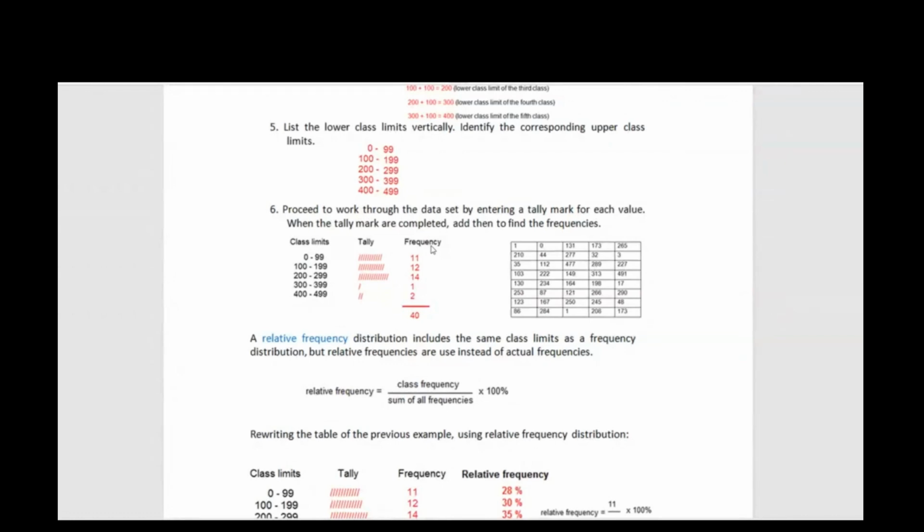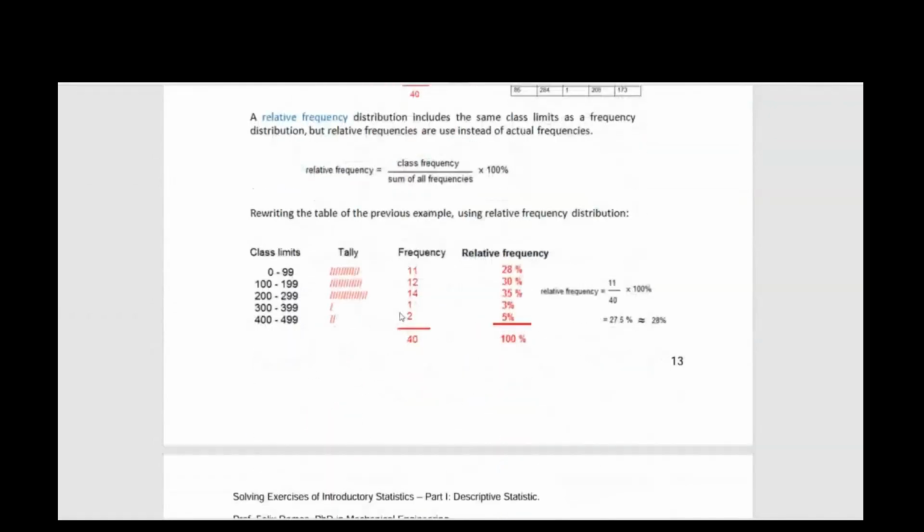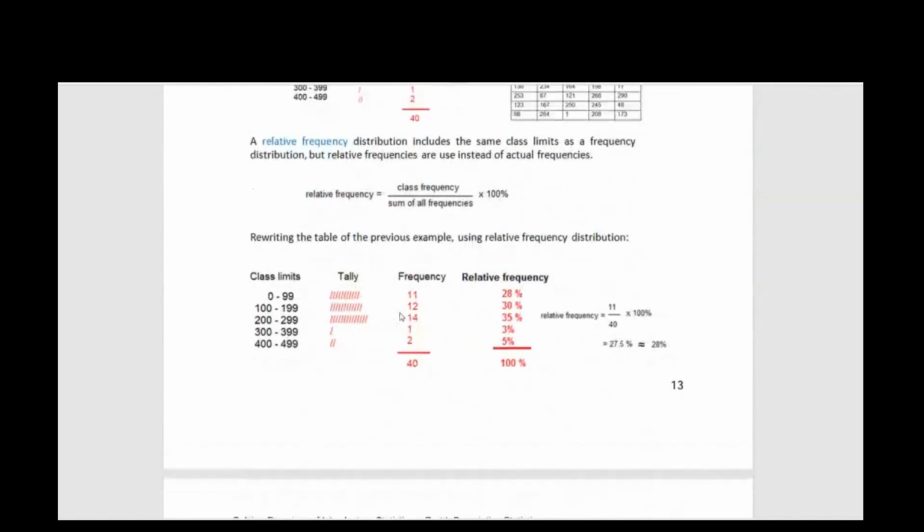Now, in the table, you can just calculate the relative frequency and get a relative frequency distribution. The relative frequency distribution includes the same class limits as the frequency distribution, but you're going to use relative frequencies instead of the actual frequencies. To calculate the relative frequency, you will basically find the quotient of the class frequency over the sum of all the frequencies and multiply that times 100.